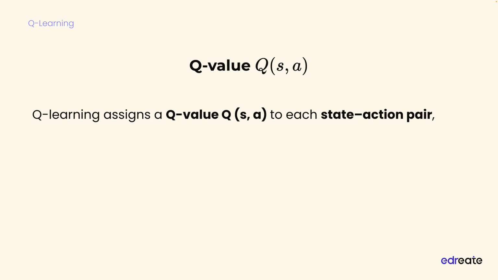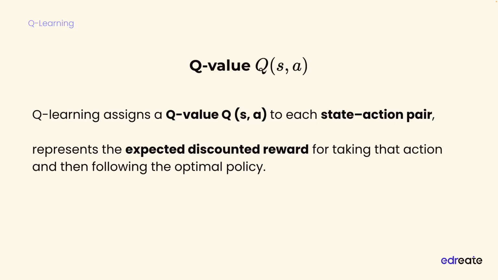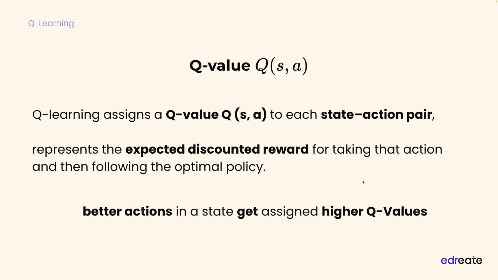In Q-learning, we assign Q value to each state action pair. Q value represents the expected discounted reward for taking that specific action in that state and then following the optimal policy. This is very similar to what we do while using the Bellman equation. Here, better actions in a state get assigned higher Q values. Let's look at this example to understand this better.